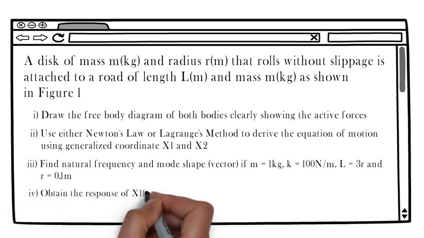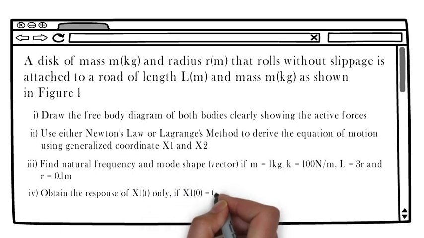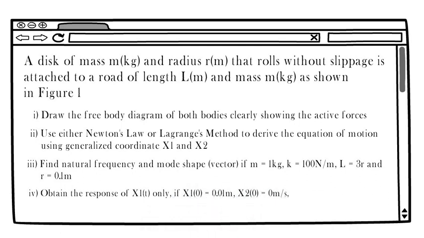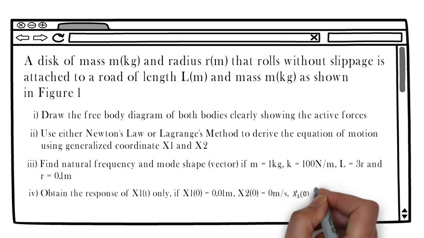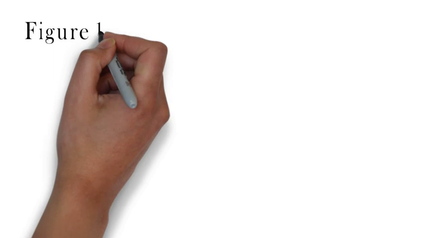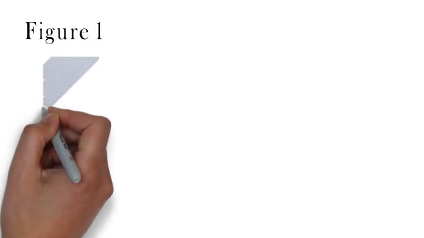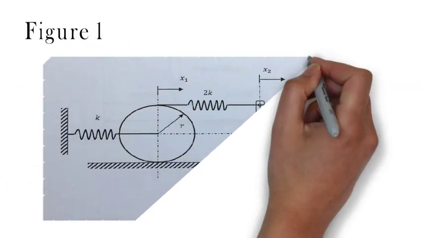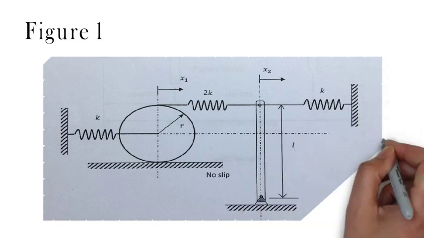For the last question, obtain the response of x(t) if x1 equals 0.01, x2 equals 0, x1 dot equals 0 and x2 dot equals 0 at t equals 0. Here is figure 1 of this question. As you can see, there is a disc and a rod attached with a spring.